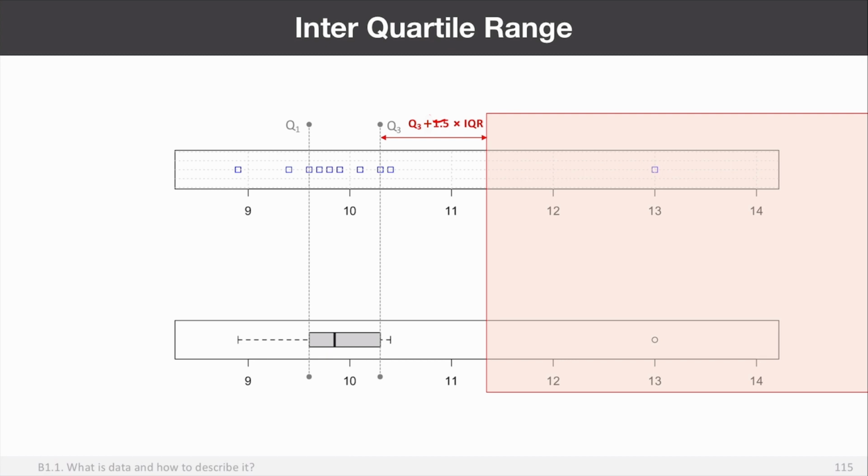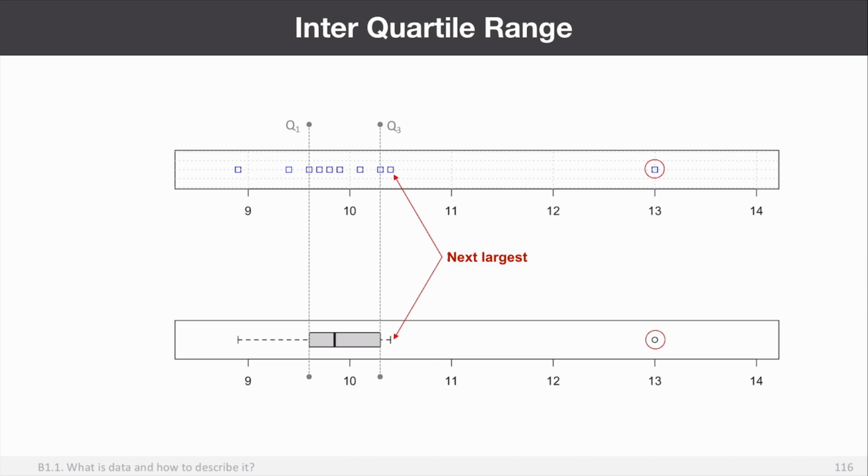So do we have any values that are beyond this limit? And indeed, we have one. So that's what is detected as an outlier. It means that it should be excluded and shown separately as an outlier on the plot. And then we take the next value for the whisker. That's why in this case, the box and whiskers plot looks a little bit different. The detected outlier is shown separately, and the whisker simply ends where the next largest value is.